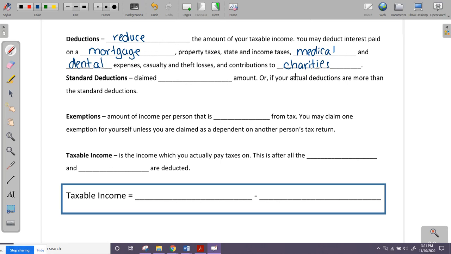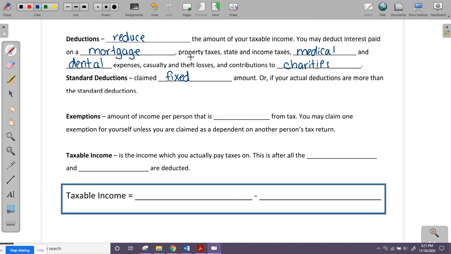So, if you went to the hospital and you had medical bills, you can subtract this from your gross income, so you're not taxed on that amount. Standard deductions are a claimed fixed amount. So you can take the standard deduction, or if the amount that you are able to deduct is larger than the standard, then you can take that amount.